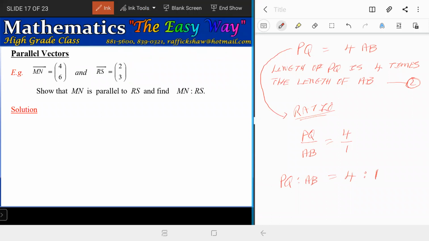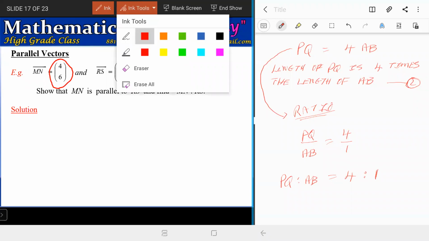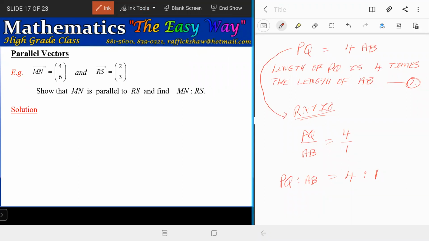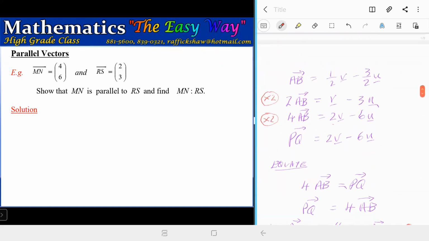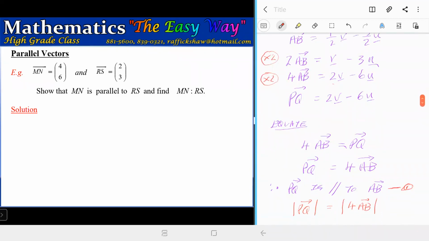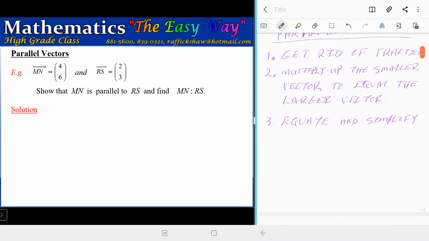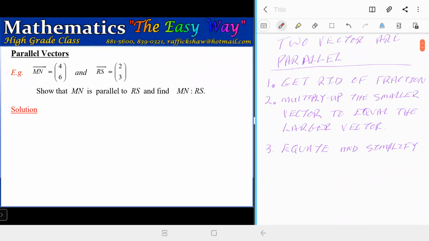So based on that, I know that MN is 2 times RS. The method I used was to factorize the large one. But from now on, I want us to work with these 3 steps. We'll multiply up the small one to equal the large one, all right? These 3 steps up here. That's what I want us to use going forward.